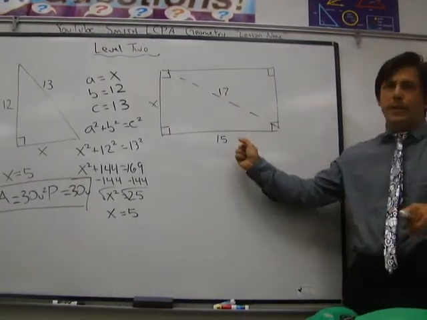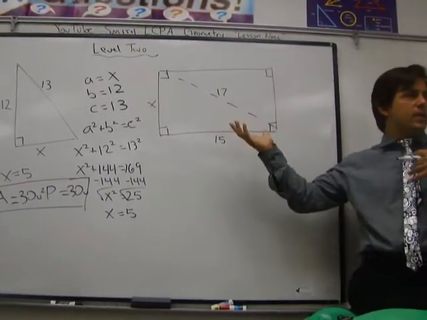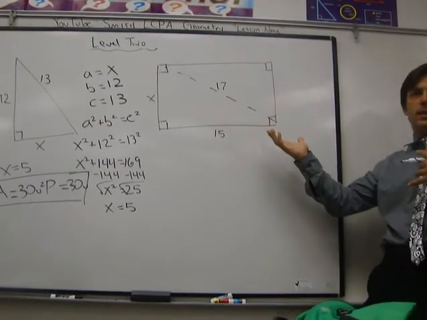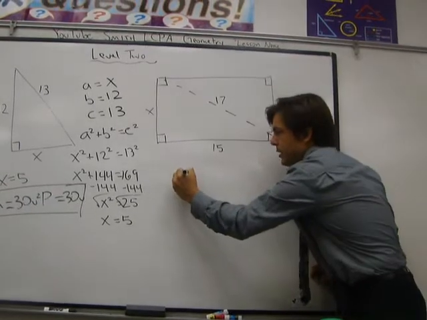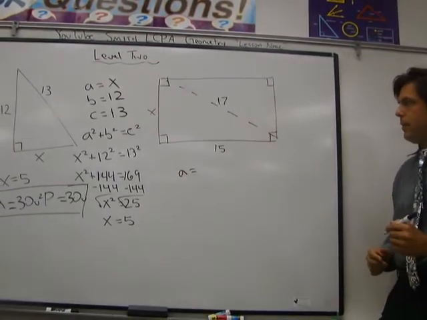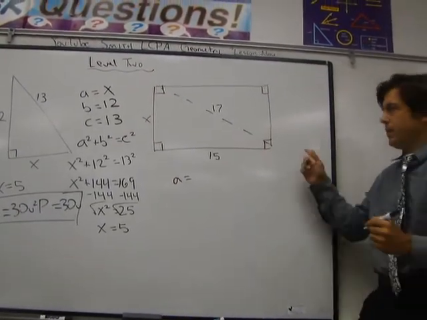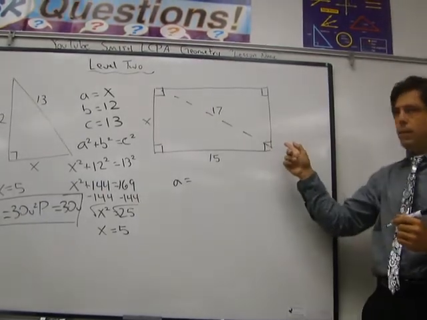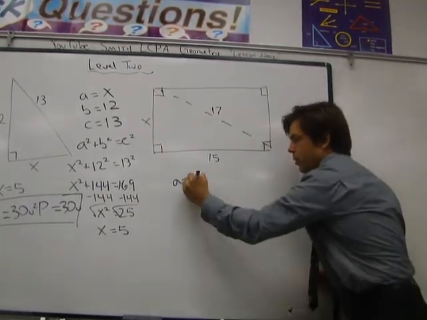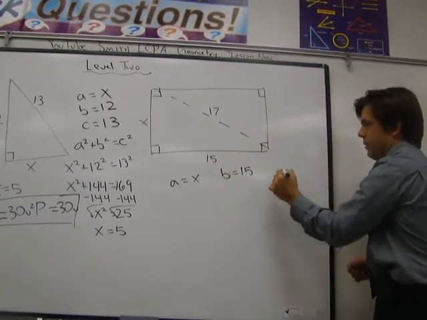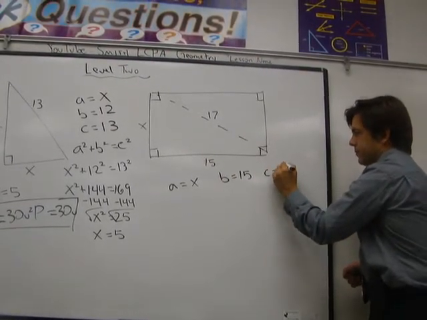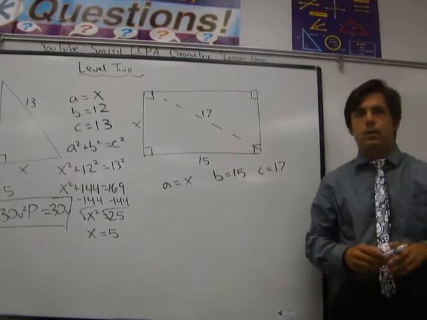All right, so here we have a rectangle. So let's think about this. Does everybody see the right triangle inside the rectangle? Okay. So let's label here. What's going to be our A here? What's the shortest side in this triangle here? X. Good. What will be our B here? 15. What will be our C? 17.